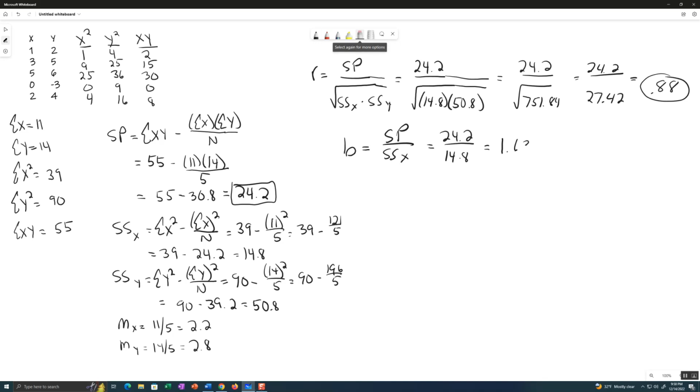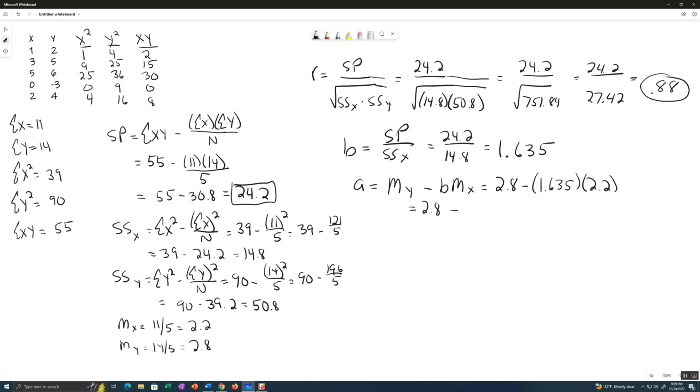Of course, I can't write on this thing. 1.635. Yay. And our y-intercept is going to be the mean of y minus b times the mean of x, which is going to be 2.8 minus 1.635 times the mean of x, which is 2.2. Solving for that, it's going to be 2.8 minus that product, 1.635 times 2.2.